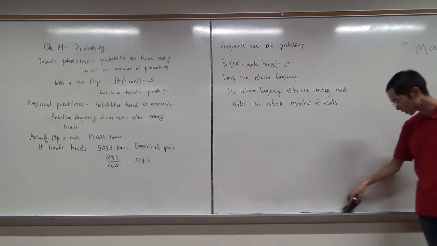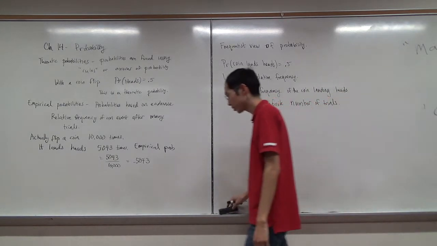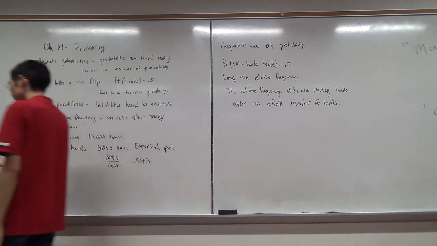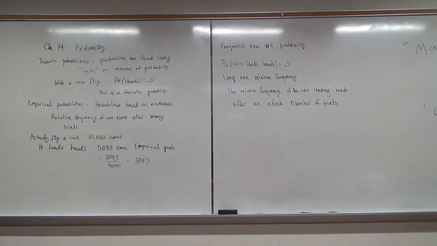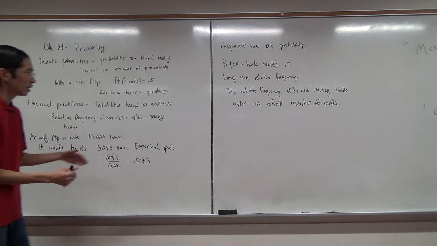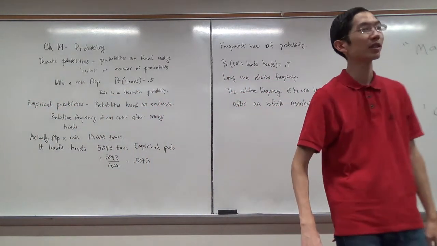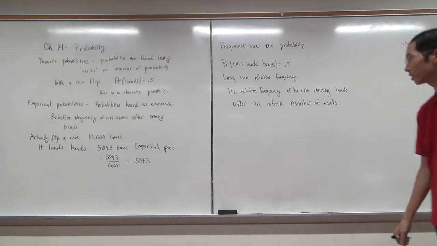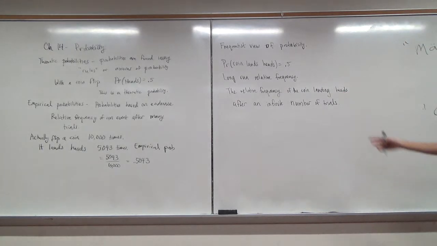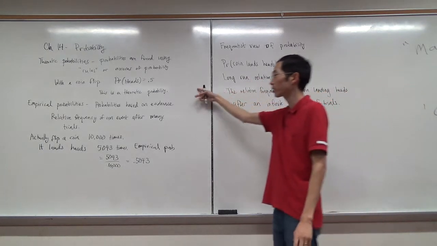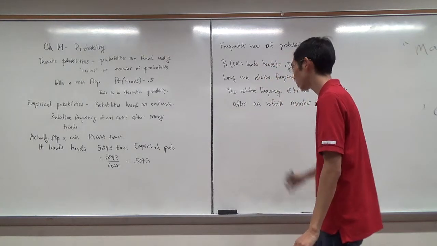So a lot of our notions of probability come from the idea of many repeated trials. Okay. There is a notion called the law of large numbers, which ties the theoretic probabilities to empirical probabilities.